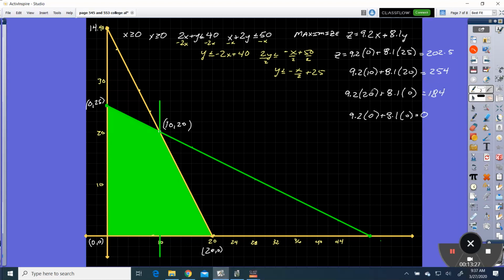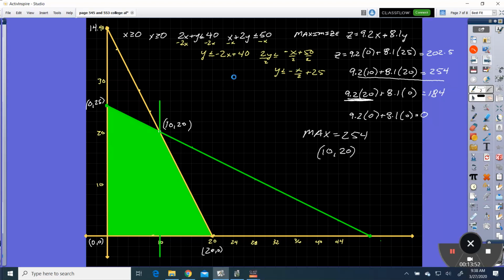The reason I just did 9.2 times 20 is realize this is a 0. So anything times 0 is 0. So all I really need to worry about is that first part. So the maximum value is this one. So my maximum is 254. And it occurs at the point 10, 20. Okay. So that's that problem.